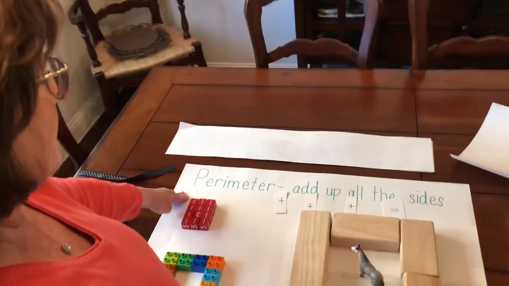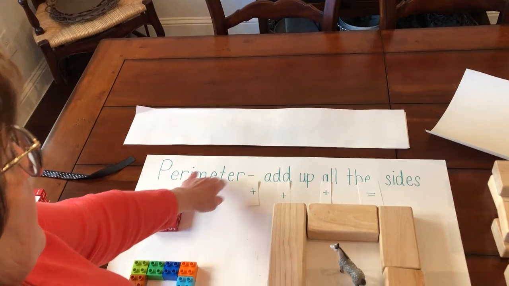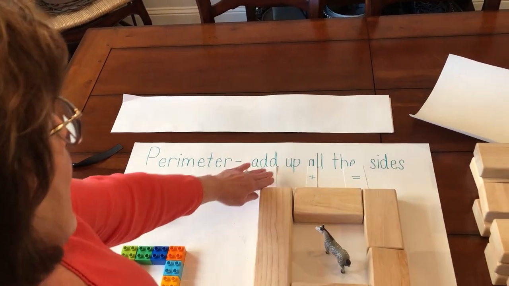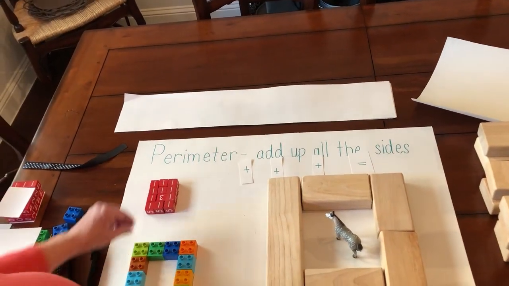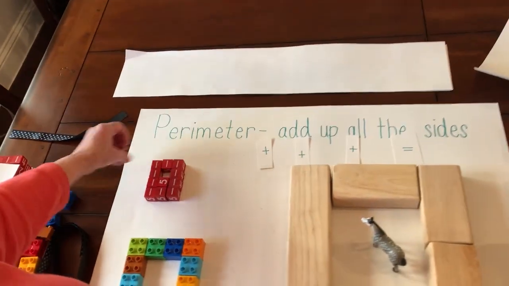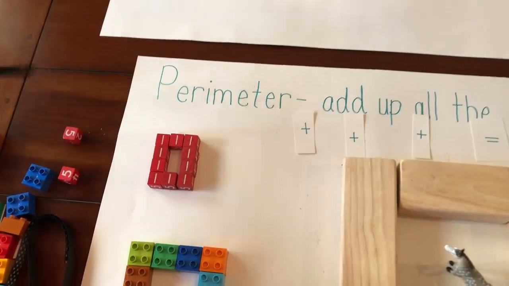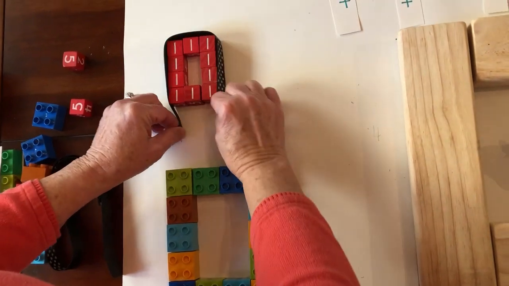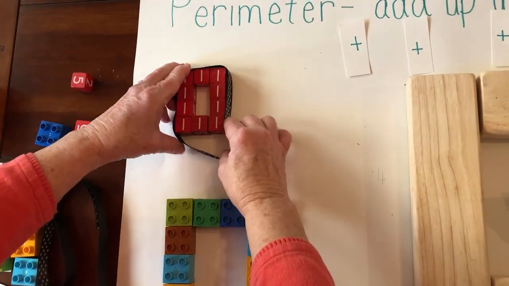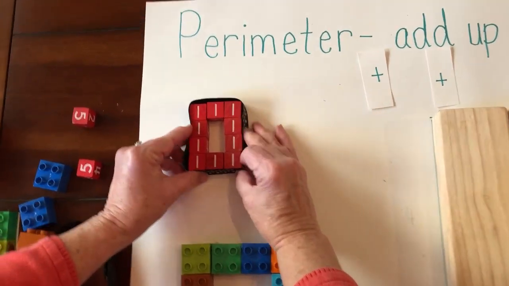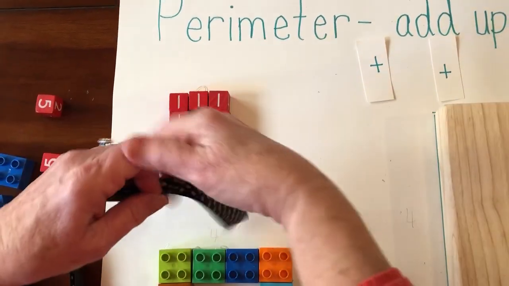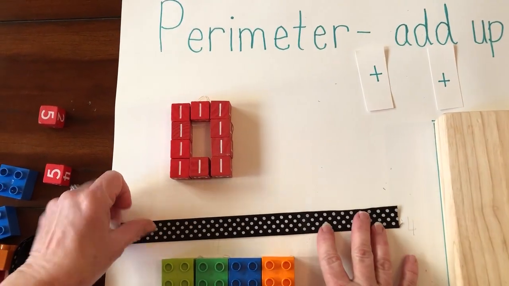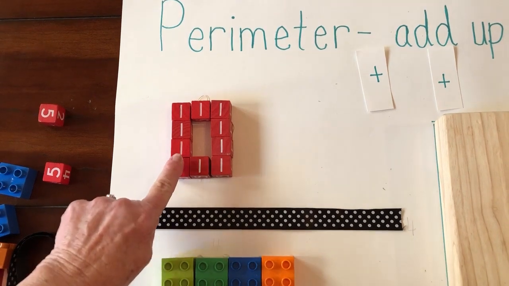Okay, so I want to come up over here and let's review perimeter. When we're finding perimeter, we're adding up all the sides. So we're going to add them all up, and that's going to give us the perimeter, the length around something. So I have a ribbon here that has been cut to show you that this is the length, or the perimeter, of this space.